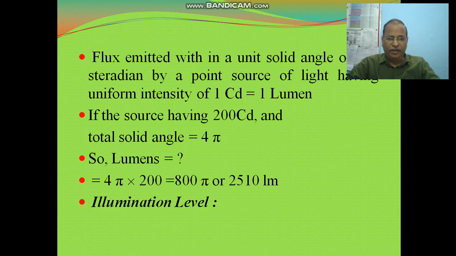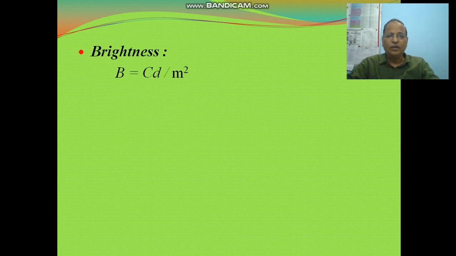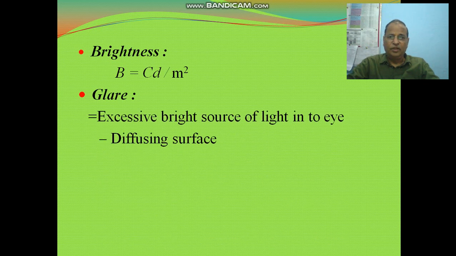Illuminance or illumination level, that is lux, is luminous flux upon unit area. Brightness, B equals CD upon meter square. Glare is an excessive bright source of light into the eye, minus the diffusing surface.